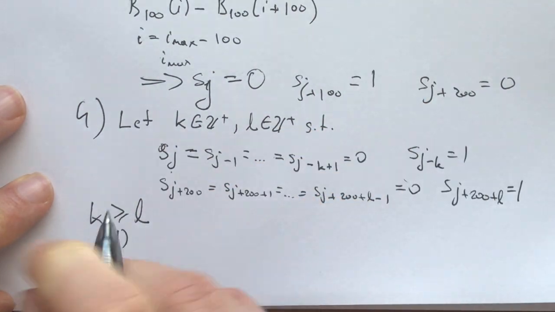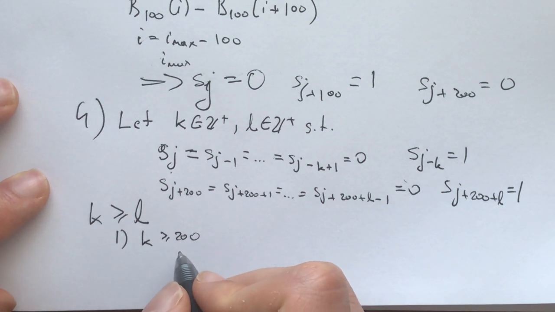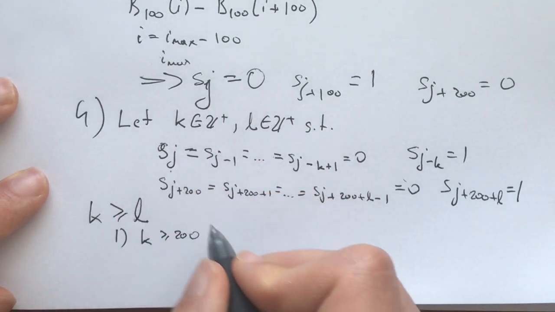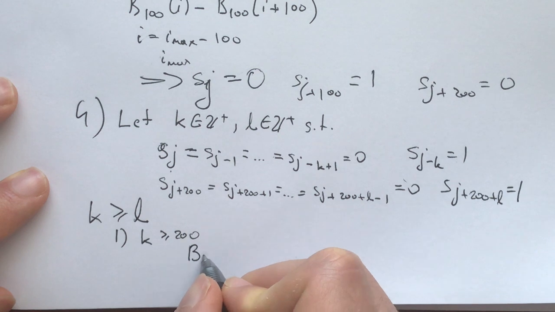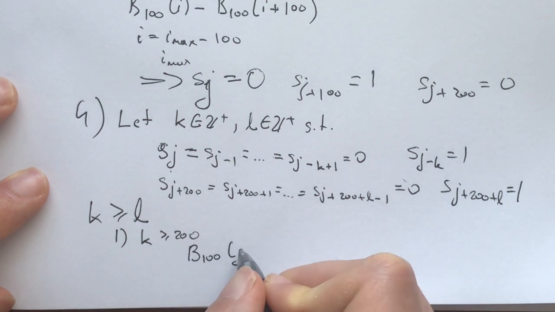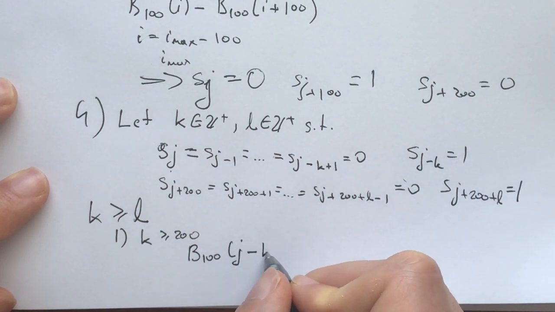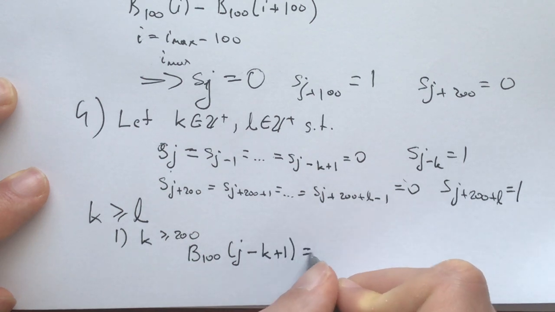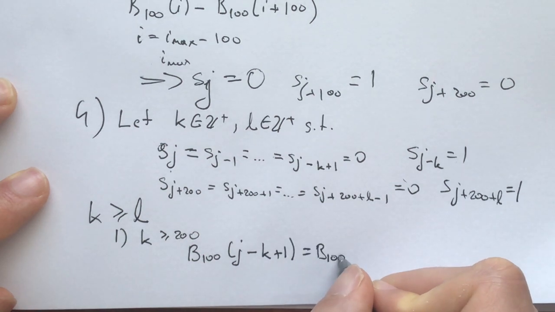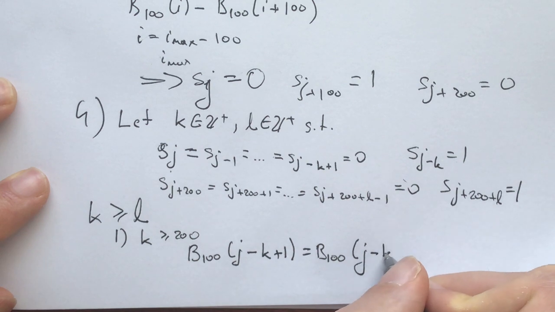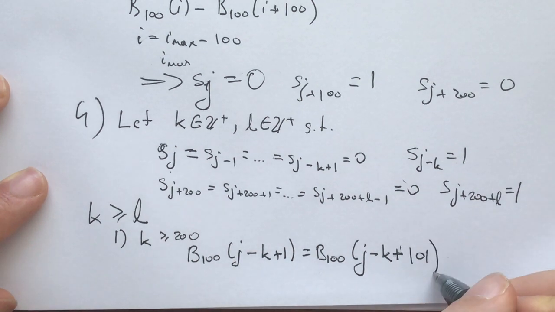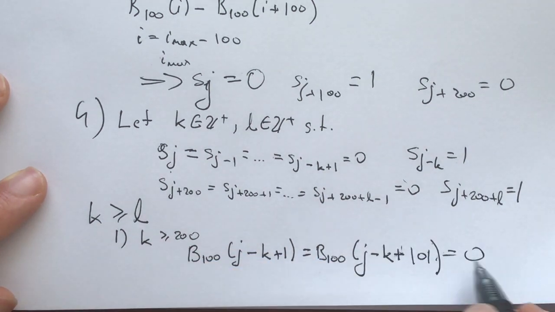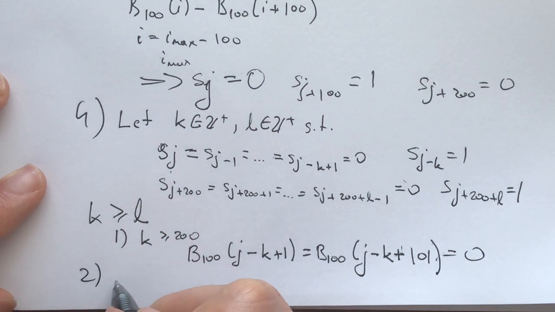Case 1 is k greater than or equal to 200. Given this, we will have that B100 of j minus k plus 1 will be equal to B100 of j minus k plus 101, which is equal to 0, and we're done here. The second case is that both k and l are less than or equal to 200, and actually strictly less than 200.